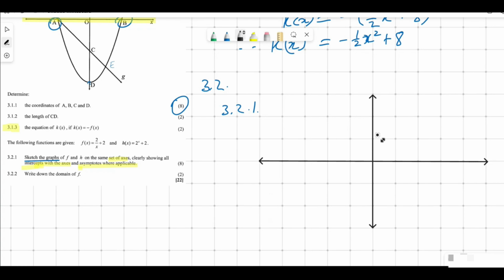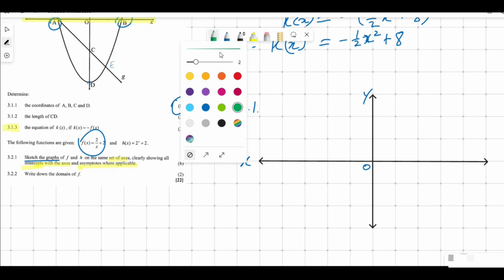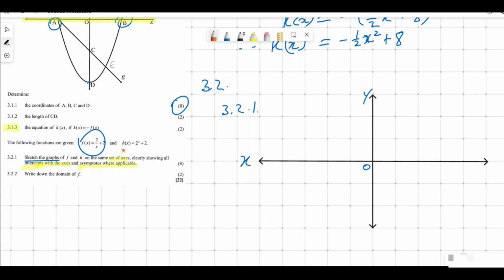Okay. Now here, what we have is our y-axis and our x-axis. Then we have the origin. Then how do we sketch the hyperbola? We start by sketching the asymptotes, not the axis of symmetry, the asymptotes. We start by sketching the asymptotes. So that's exactly what we are going to do.